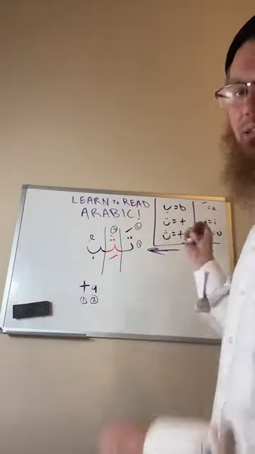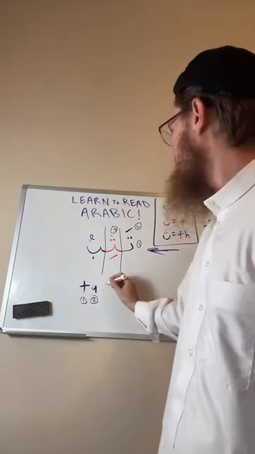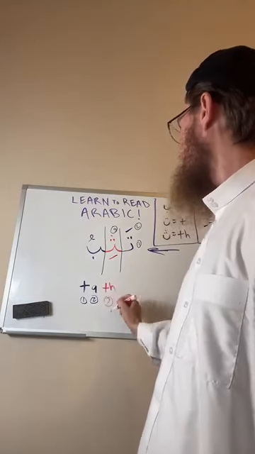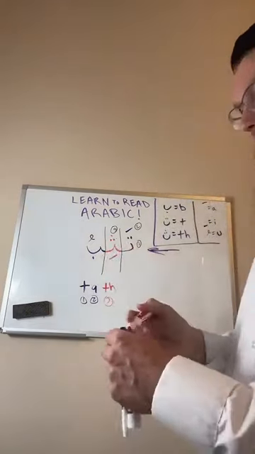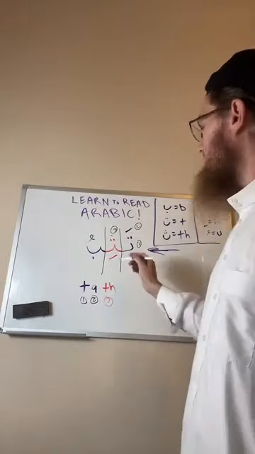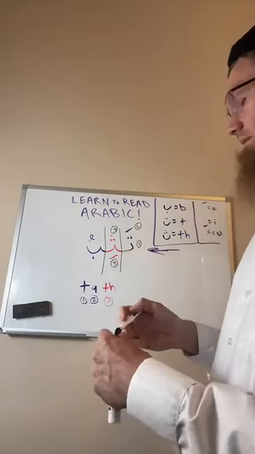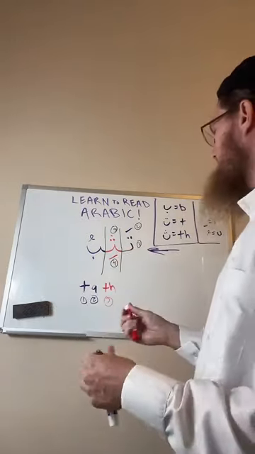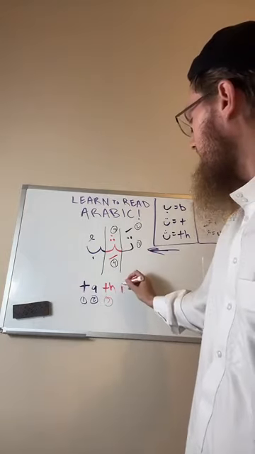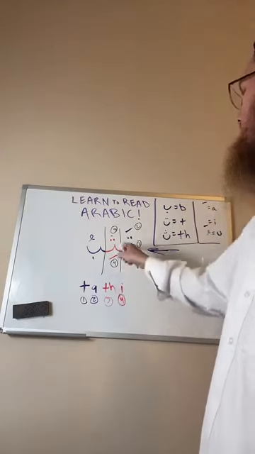What letter is that? That is the letter tha. Sounds like TH. So we're going to write a TH. This is the third step, right? We're going to write a TH for that letter. Then what do we do? We look at the symbol. What symbol is that? It's a kasra. What sound does the kasra represent? I. So that's the 4th step. Okay?